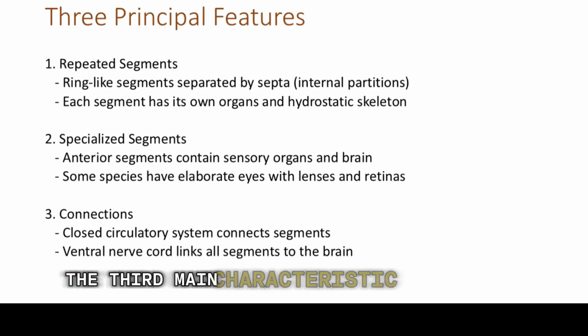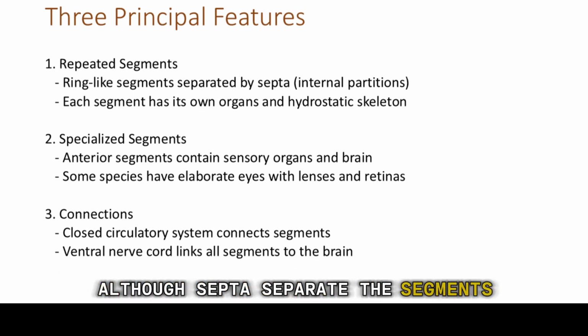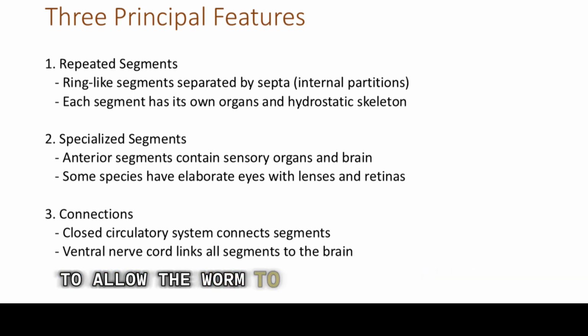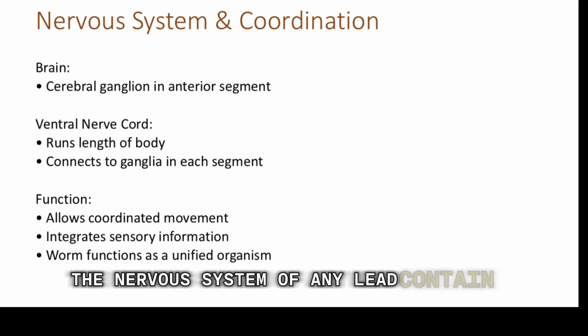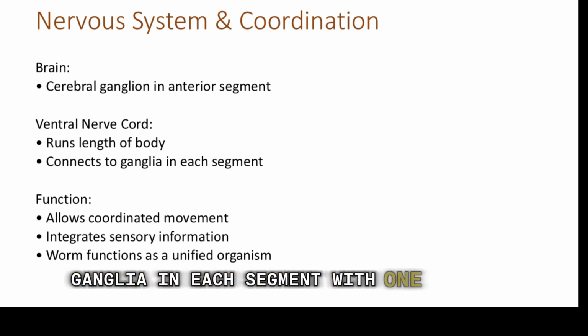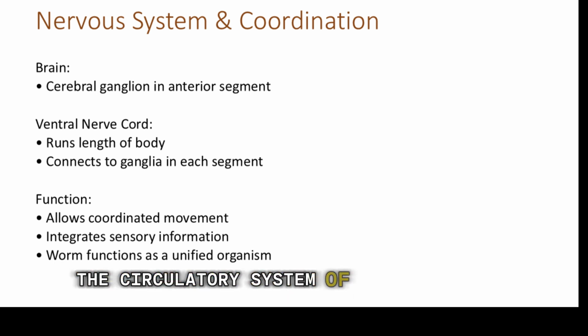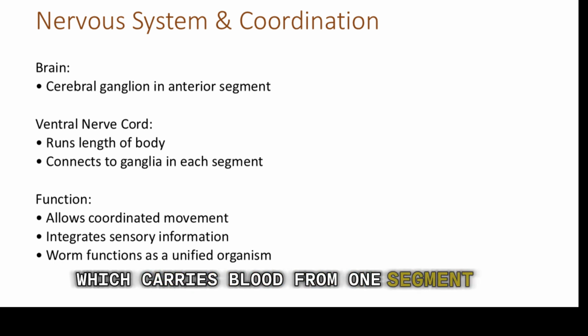The third main characteristic of annelids is connections. Although septa separate the segments, materials and information flow freely between them to allow the worm to function as a unified organism. The nervous system of annelids contains a ventral nerve cord which connects the nerve centers, ganglia, in each segment with one another and to the brain. Similarly, the circulatory system of annelids is a closed circulatory system which carries blood from one segment to another.